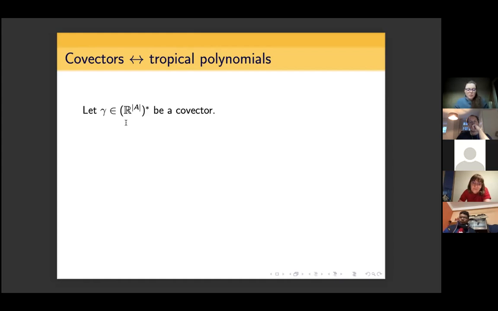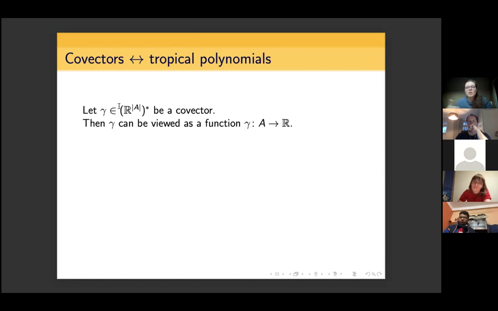What we can do, and this slide is about, is associating a tropical polynomial with a covector. Let's view it this way. Your covector lies in the space dual to our cardinality of A, right? Because there will be cardinality of A coordinates in that space, right?